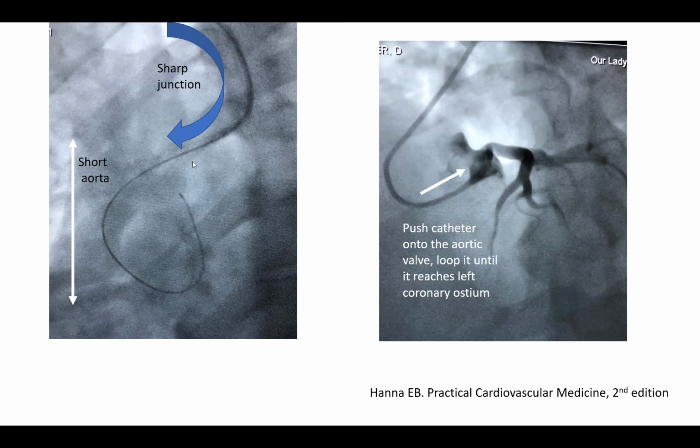Whenever the catheter is unstable, whenever you have a lot of tortuosity and you're not able to transmit your torque, whenever you have those sharp bends and difficulty getting the catheter down, in all difficult cases with unstable engagement, go for the U technique, engagement from below. You push the catheter onto the aortic valve, loop it until it reaches the left coronary ostium. Okay?